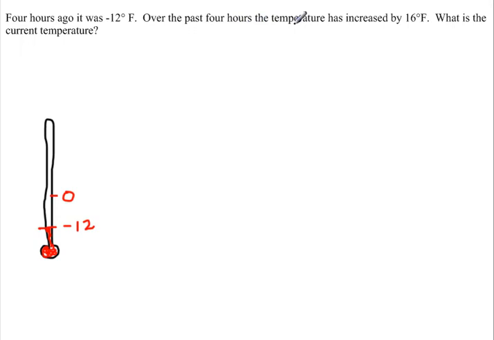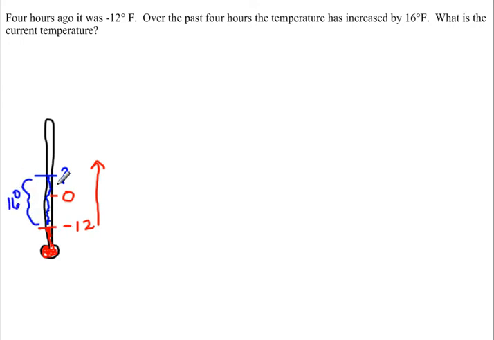Over the past 4 hours, the temperature has increased by 16 degrees Fahrenheit. So if we're thinking about the temperature increasing, right, it's going to be rising. And even though I know mercury doesn't go blue in our thermometer, I'm just going to show that increase is going up a ways. And we're trying to figure out what is the current temperature now after it's gone up by 16 degrees.